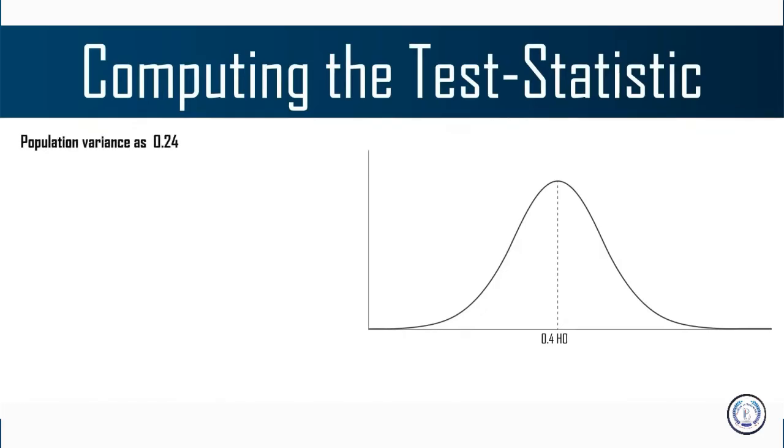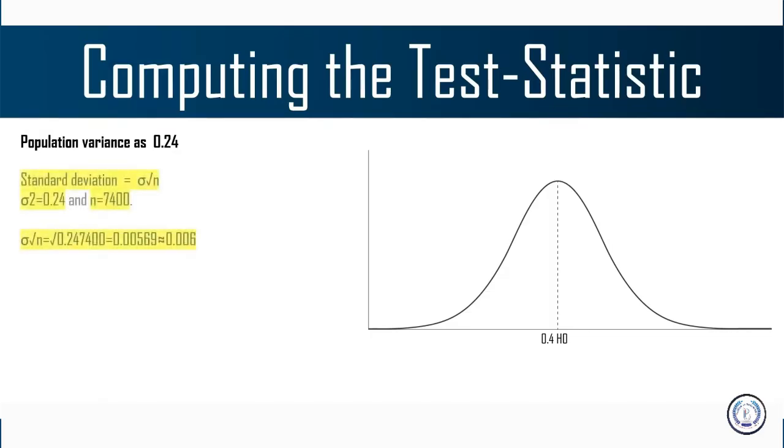Now that we have the required sample parameters, we need to compute the test statistic for the given sample. For this, we need the sampling distribution standard deviation as well. So let's say you are given the population variance as 0.24. Now let's go ahead and compute the sampling distribution's standard deviation. Note that you are already given the population variance of 0.24. So from this and the given sample size, you need to compute the sampling distribution standard deviation.